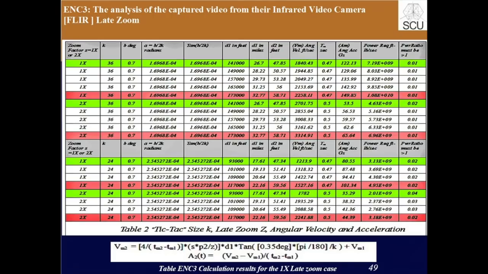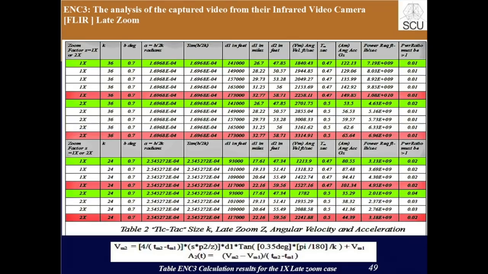The second table is the late zoom. And again, if you look at it, the accelerations are a lot higher. That's because the distance stays in the calculations. It's not halved until a few tenths of a second later. So it actually goes faster, and I think it's unrealistic.